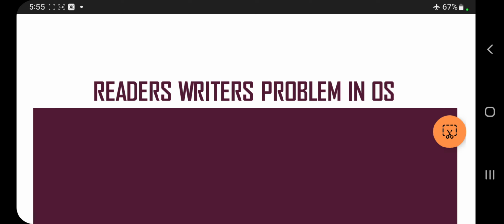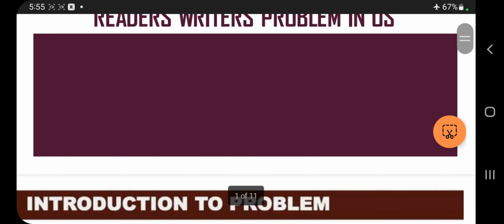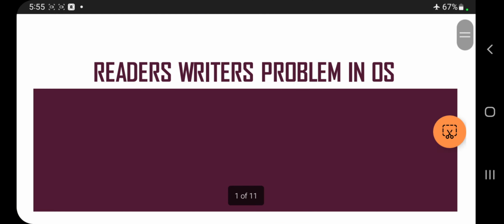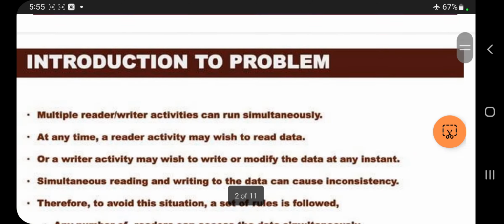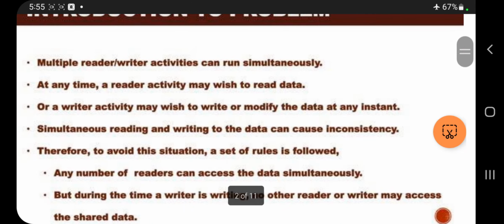The readers writers problem is used for managing synchronization among various reader and writer processes so that there are no problems with the data sets, such that no inconsistency is generated. There are some points about the introduction of the readers writers problem. Multiple reader-writer activities can run simultaneously.